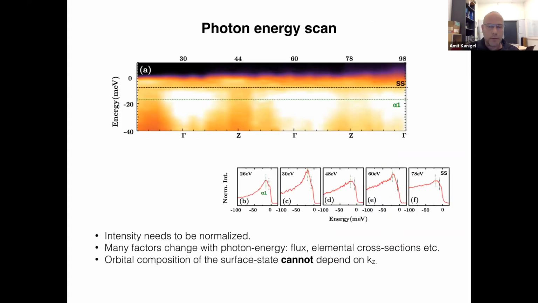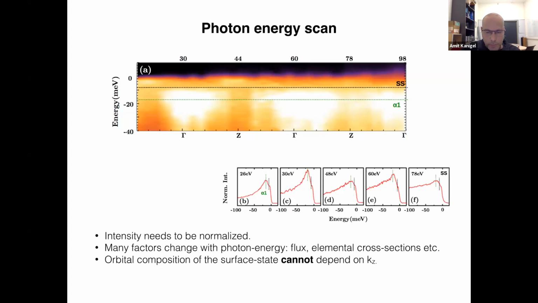Okay, so this is now the data. I show you an image which is composed by stacking a lot of energy distribution curves, taken at normal emission at different photon energies. And you can see here that we managed to scan more than 3 Brillouin zones along KZ.